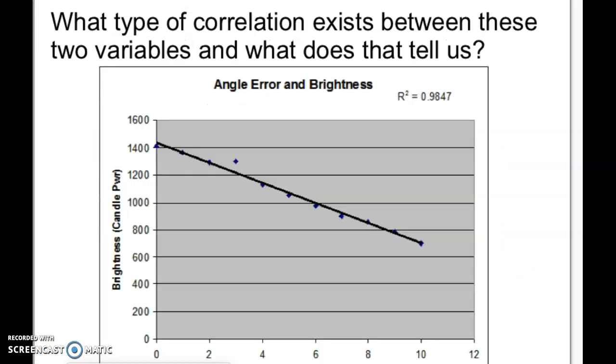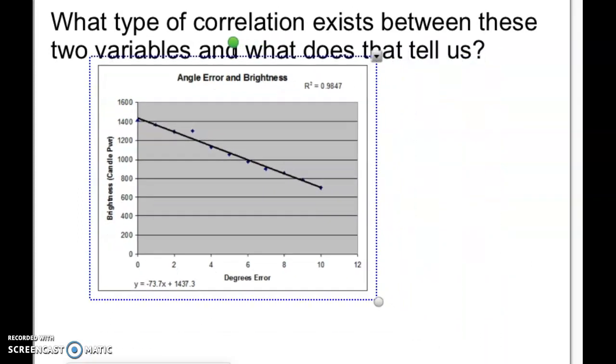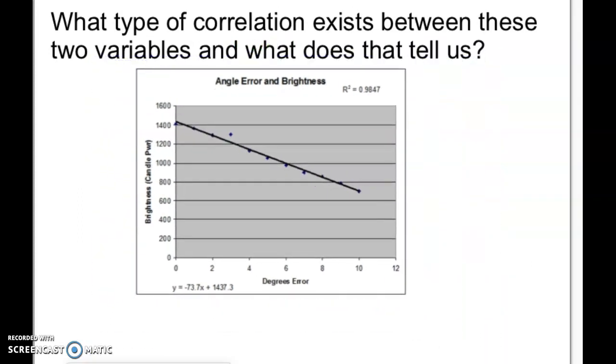This one is another one I found on the internet. It was talking about brightness in the candle and degrees of error. So you can see this is strong, the dots are so close to the line and it's negative. When it's strong, that tells us there's more of a correlation between the two variables, and the brightness goes down as the degree of error increases.